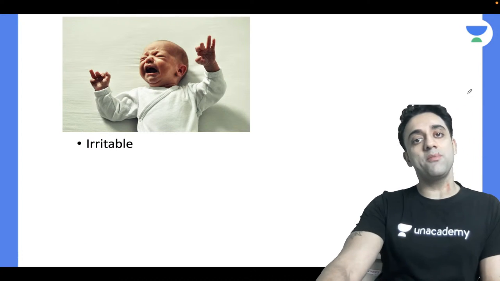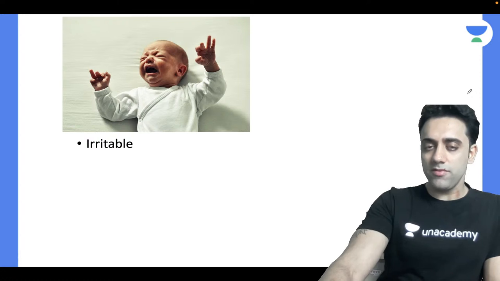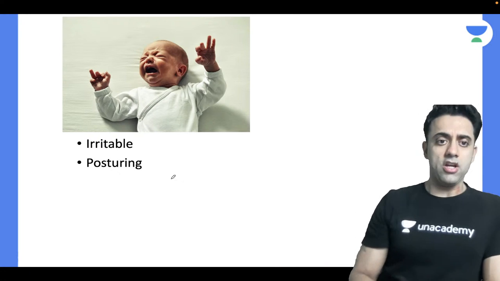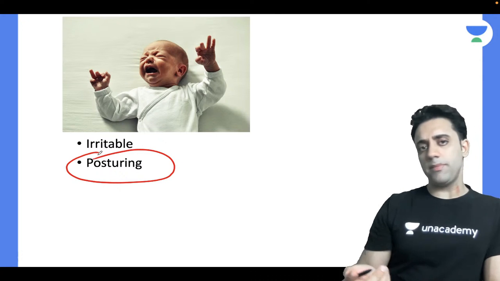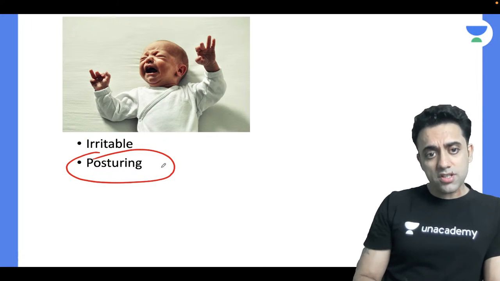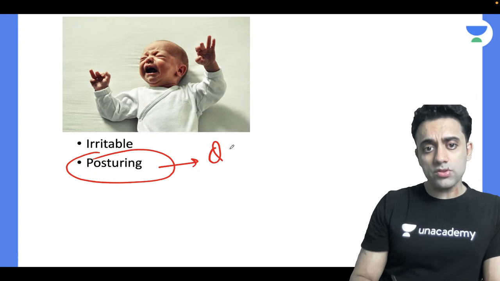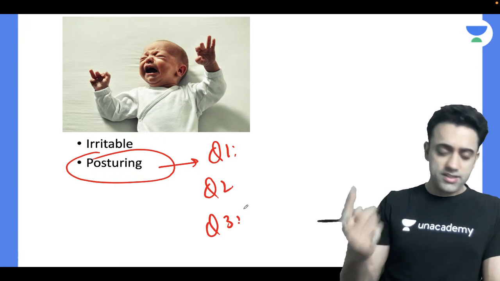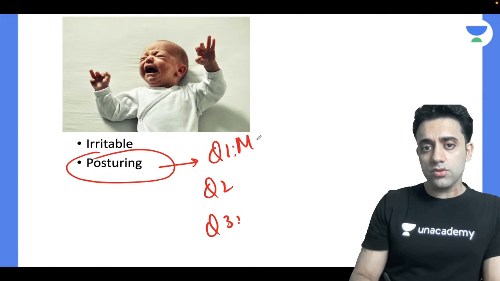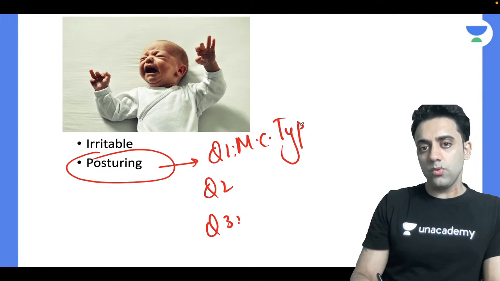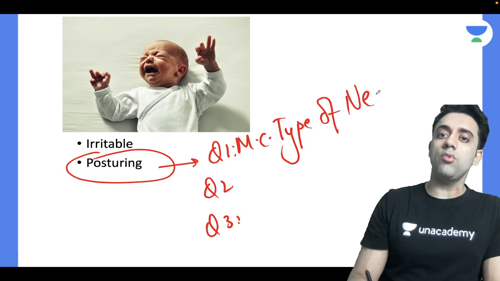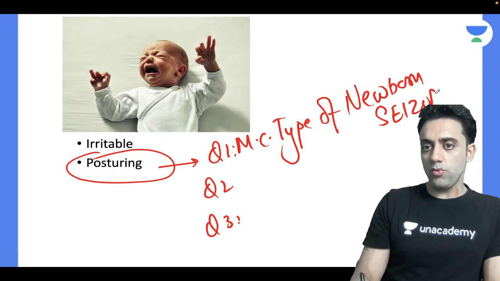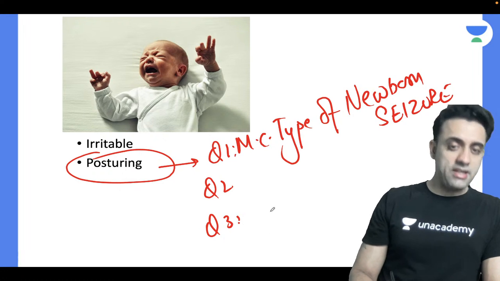Number two, the patient will be very irritable. He'll be having some posturing. The patient can have seizures also. So about seizures, I have three questions. Let's try the answers. Which is the most common type of seizure in a newborn baby? Anyone? Next question: which is the most common type of seizure seen in children? And which is the most common cause of neonatal seizures?